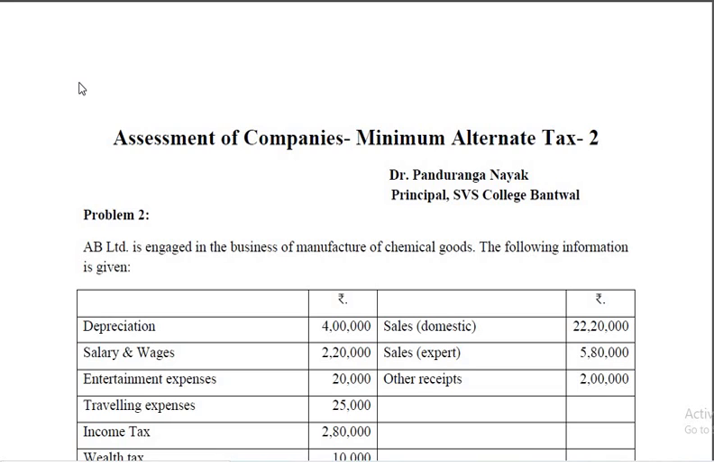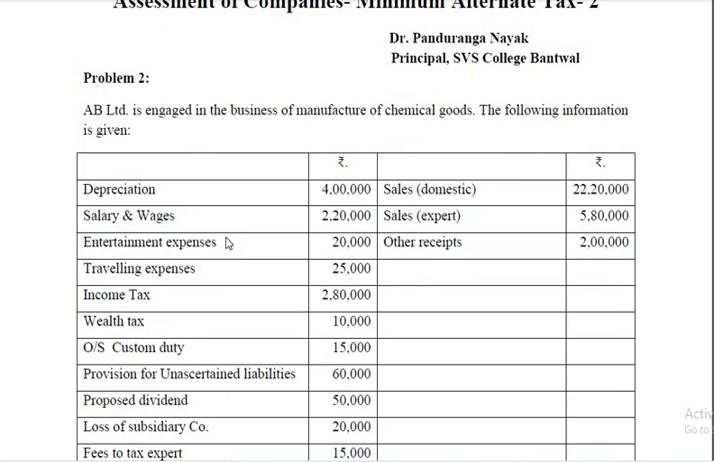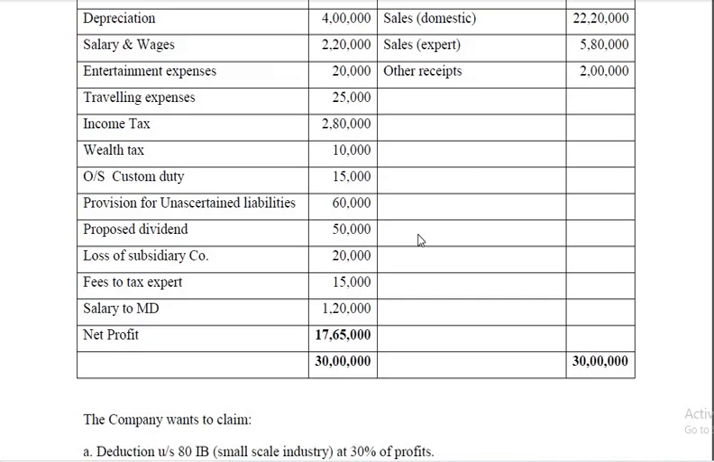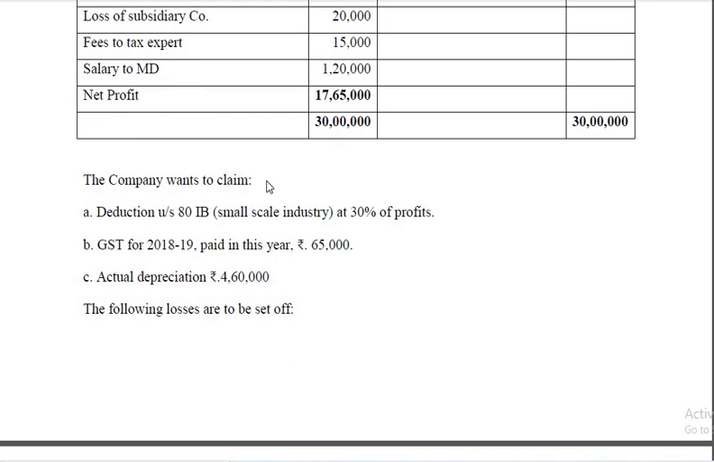So we'll solve this problem number 2. ABC Limited is engaged in the business of manufacture of chemical goods. The following information is given. A problem is given wherein profit and loss account is given and some additional information is provided.